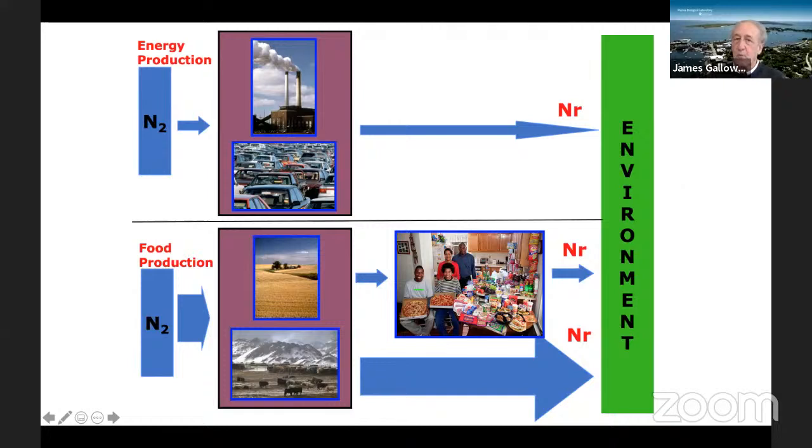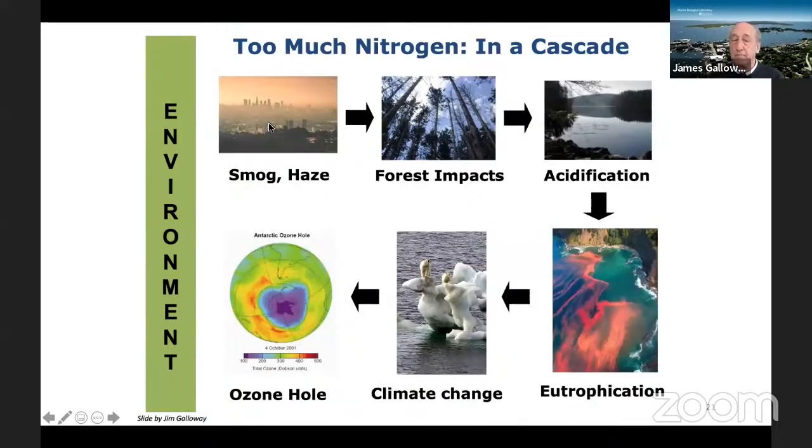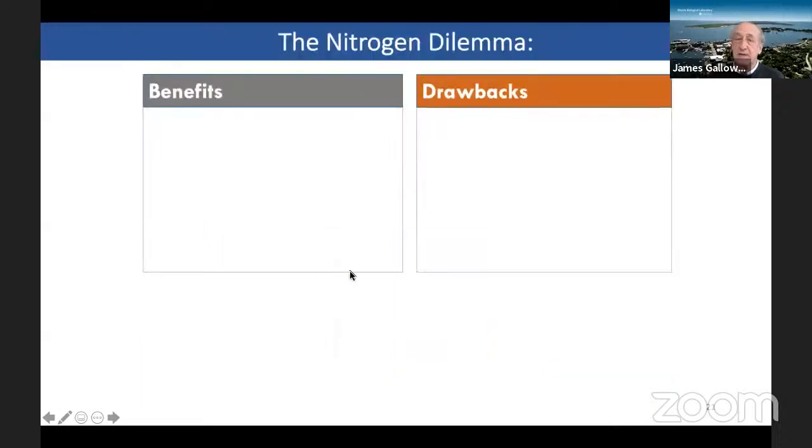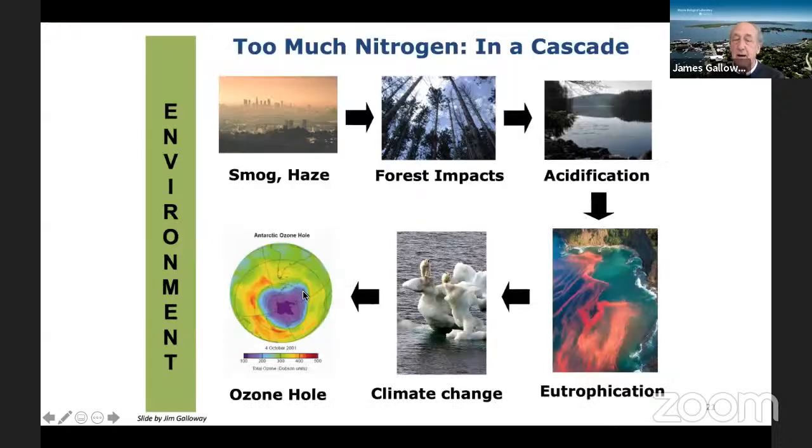Once it enters the environment, it will produce smog. It can impact forests by soil acidification and impact fresh waters by stream water and lake water acidification, coastal eutrophication, climate change. That's the nitrous oxide, and also ozone, which is formed by NO in the atmosphere. And of course, nitrous oxide contributes to stratospheric ozone depletion.